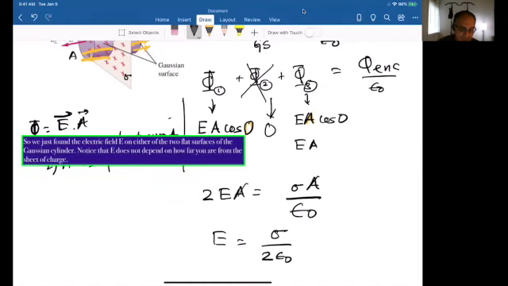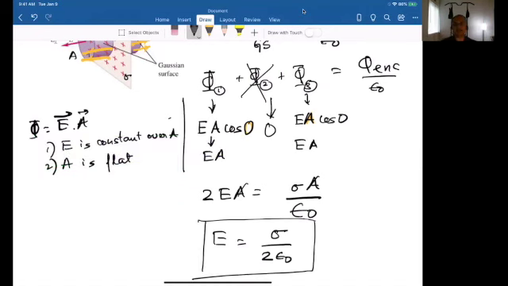Again, you can see how ridiculously easy it was to derive this result in comparison to the amount of work that you would have to do if you tried to use Coulomb's law to get this. Okay, so you can see how powerful Gauss's law is.